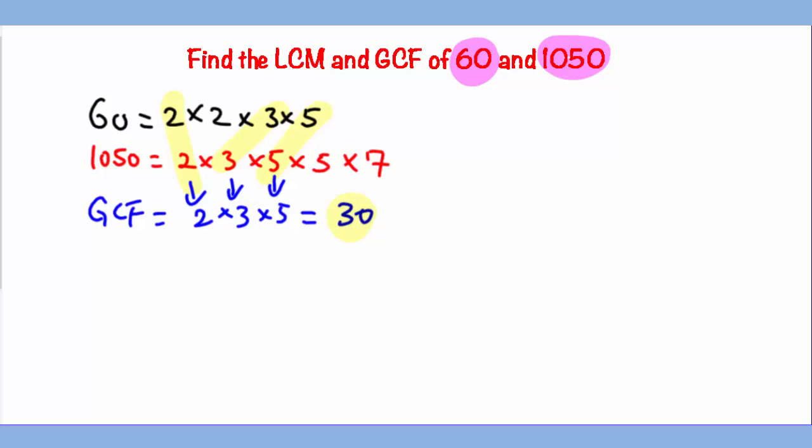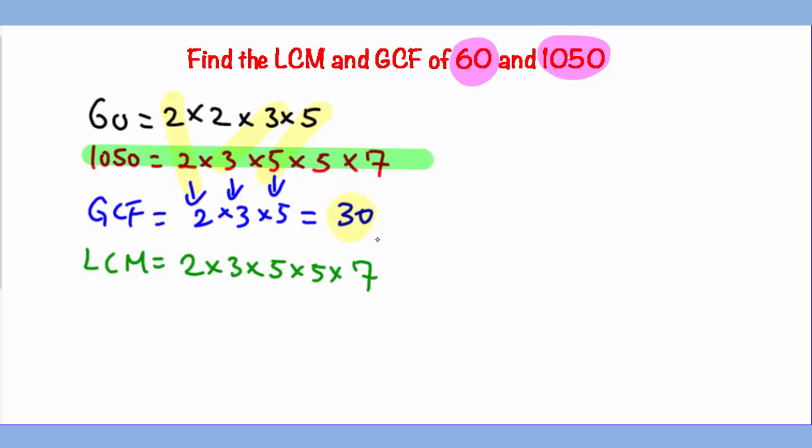And for LCM, you should first start with listing the longest factor string in the set. And in this case, it will be the 1050. So you will start with listing 2 times 3 times 5 times 5 times 7. Notice how the only number that's not being used in 60 is 2. So that's the only number that you need to add into the LCM, which brings the answer to 2100 as the LCM.